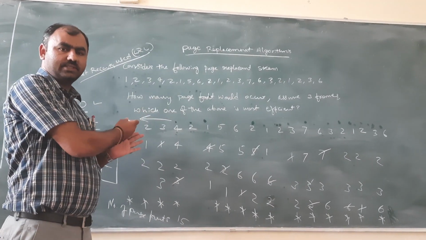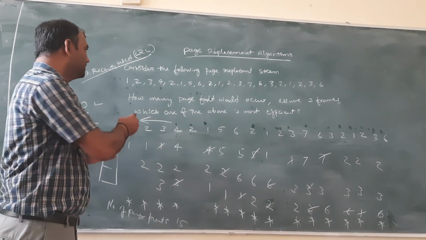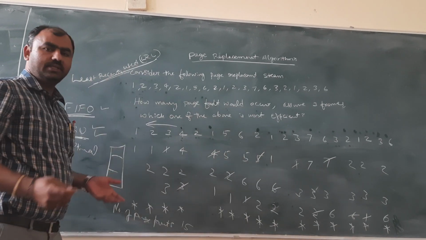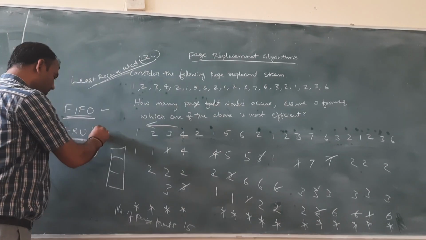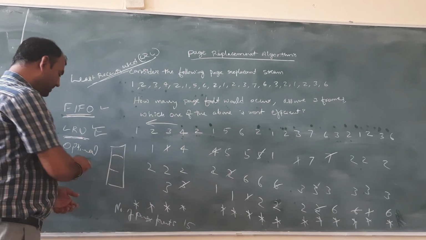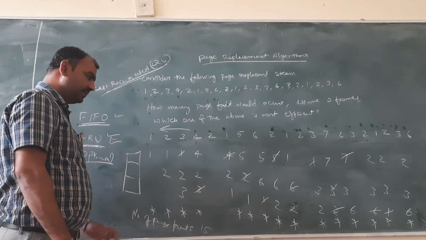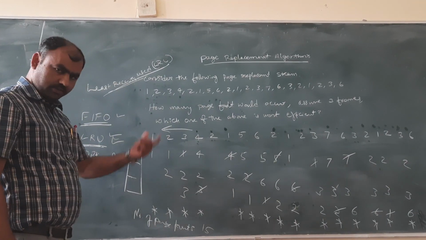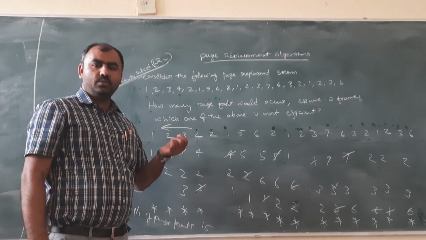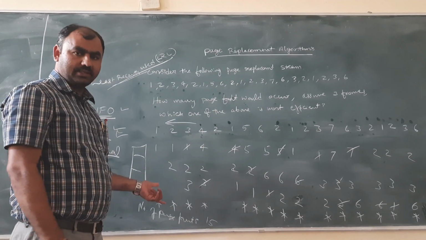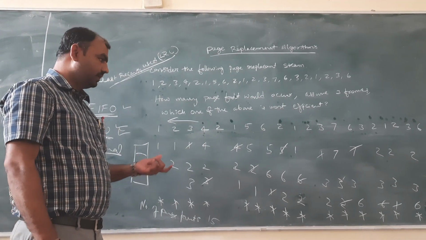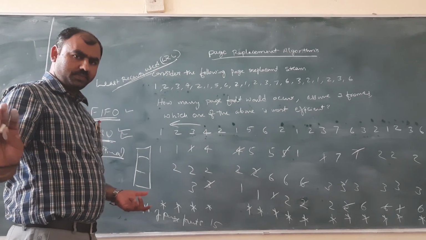Which one is used recently and which one is least recently used? You replace the least recently used. So just opposite to that is optimal page replacement. We'll see now how to do the optimal page replacement, and what the number of page faults is for the optimal replacement. That we'll see now.